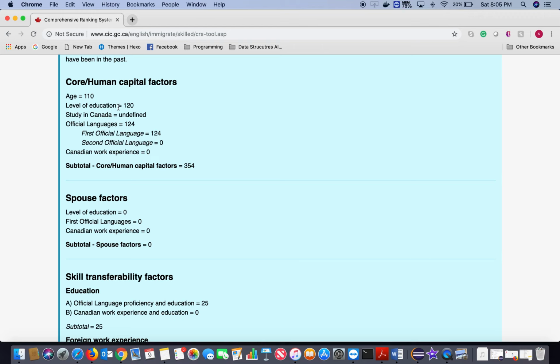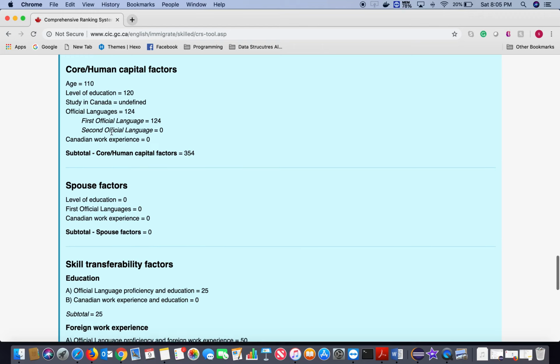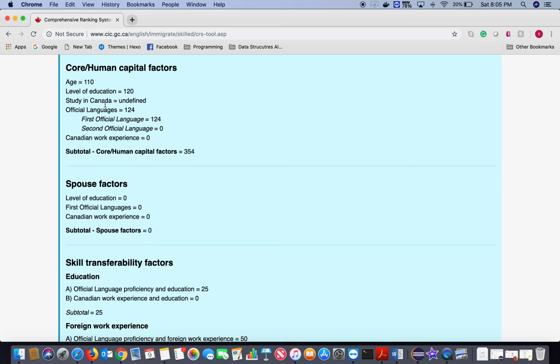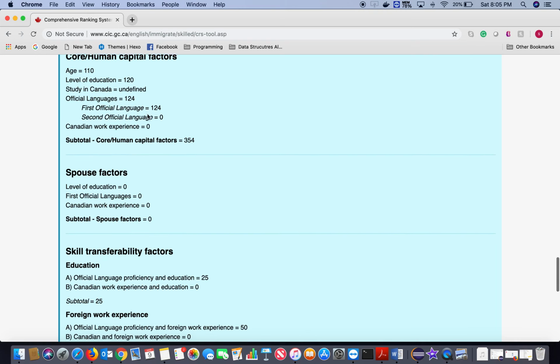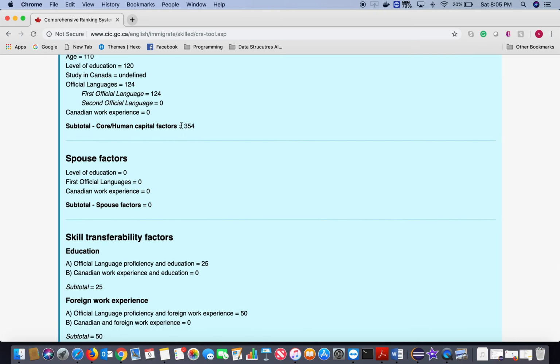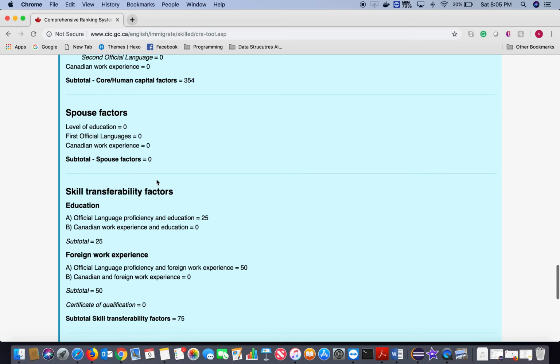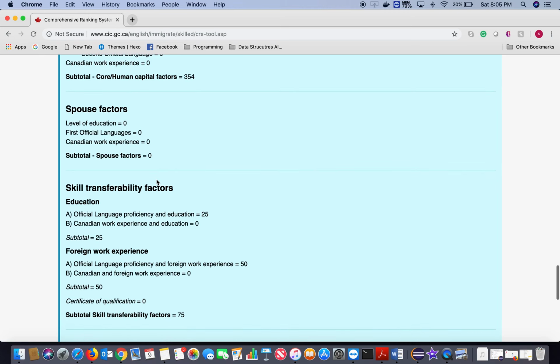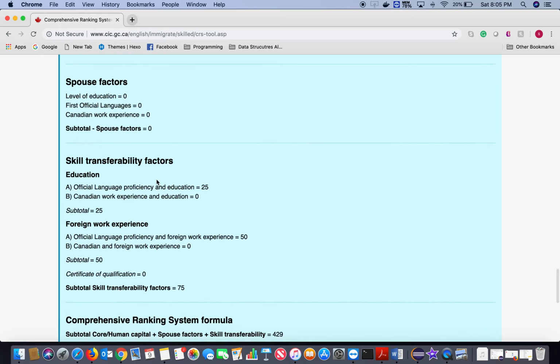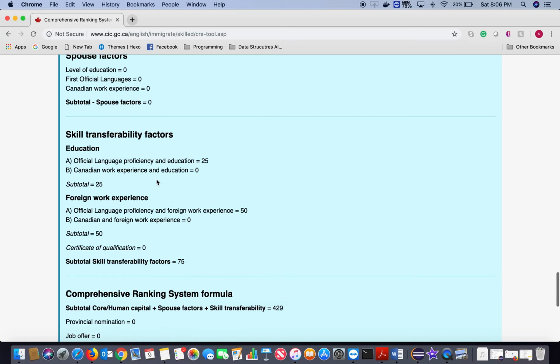Now for your level of education, you have received 120. For study in Canada, you did not get any points because you did not have any education degree in Canada. And for your IELTS, which was your official language, you obtained 124. So a total of 354 for your core human capital factor. Now for spouse factors, you have obtained 0 because you do not have a common law partner or a spouse who is traveling with you or living in Canada as a citizen or a PR holder.